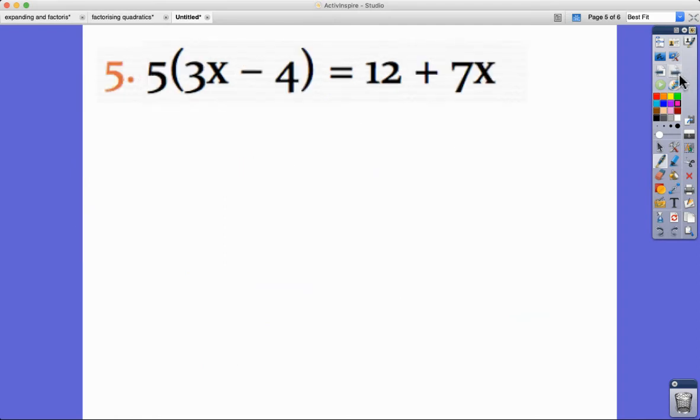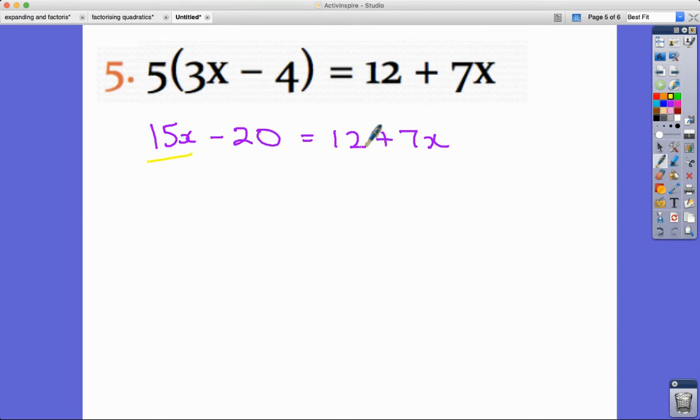Final example. Okay, so in this one, we've just got that first step to do, which is to expand the bracket. So 5 multiplied by 3x is 15x. 5 multiplied by negative 4 is minus 20. Then we've got 12 plus 7x. Now we're at that stage, as we've had in the last 4 examples, where we're looking for the lower of the two x terms. Okay, so the first thing we had to do was just to get rid of those brackets. They're no good to us. Okay, so expand the brackets.